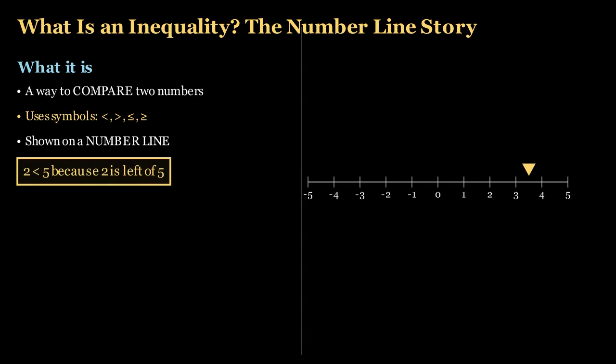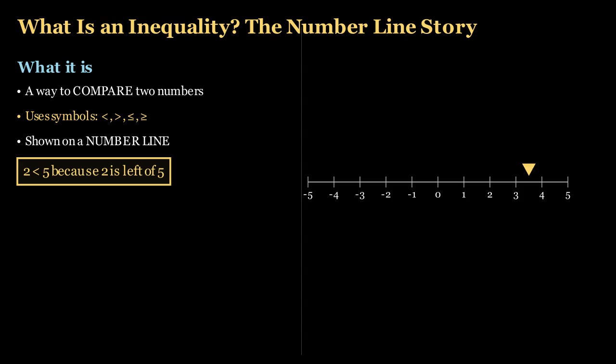The easiest way to see this is on a number line, a straight line where numbers sit in order. Smaller numbers are always to the left, and bigger numbers are always to the right. So if one number is left of another, it is smaller. If it's right, it is bigger. That's the whole idea. Why do we even need inequalities?